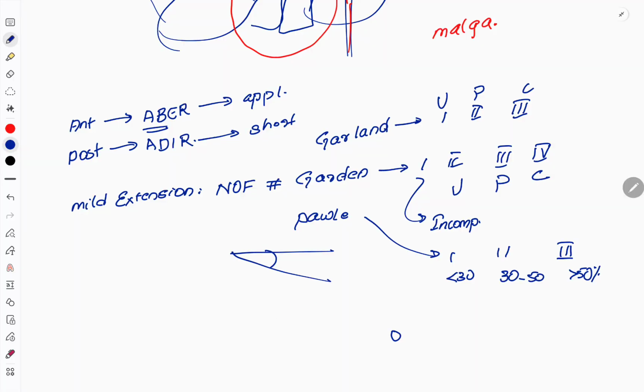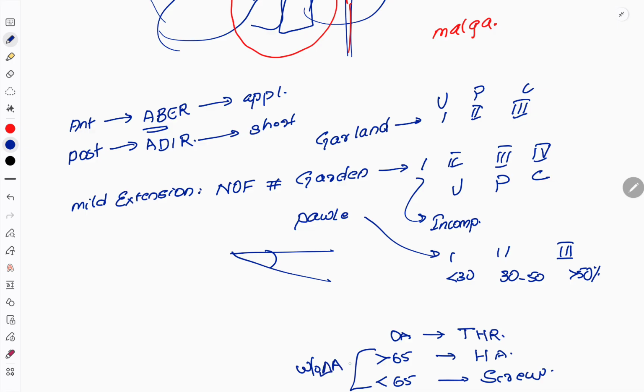All you have to see is if there is osteoarthritis. If there is osteoarthritis, then you have to do total hip replacement. Without osteoarthritis, if the patient is more than 65 years, then you do hemiarthroplasty. If the patient is less than 65 years, then you can do screw fixation. So less than 65 years without osteoarthritis, screw fixation is the best one, right? And then the complications can be non-union and avascular necrosis of the femur.